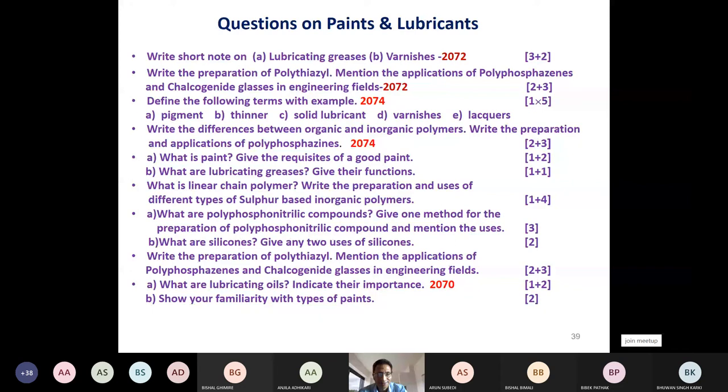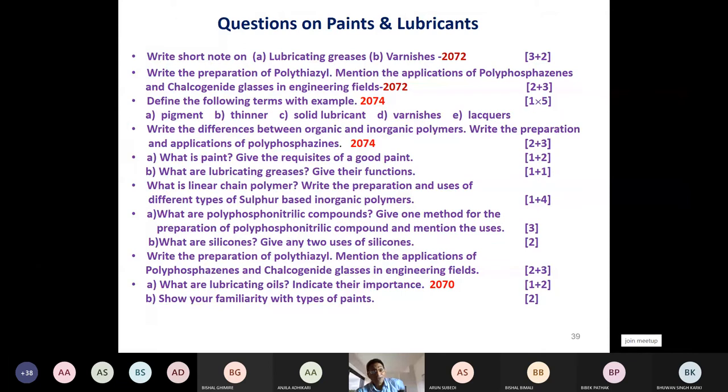Then we have studied all three in detail about the lubricant, and so a simple question may be asked from lubricant and paints, for example: write short notes on lubricating grease, meaning semi-solid lubricant, and varnishes. Write the preparation of polythiazyl, meaning polymeric sulfur nitride, and mention the application of polyphosphazene and chalcogenide glasses in the engineering field.